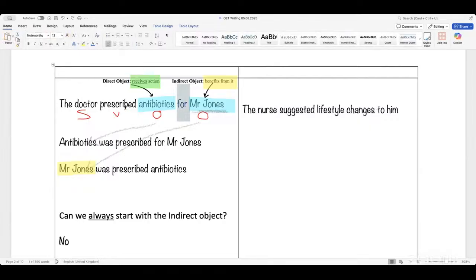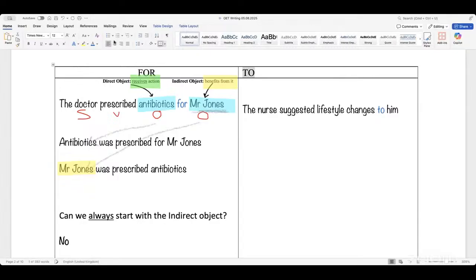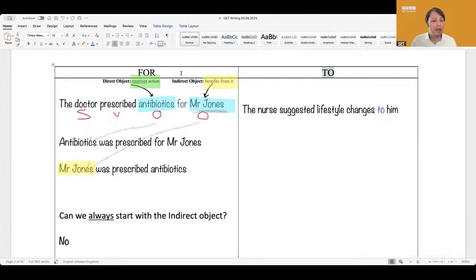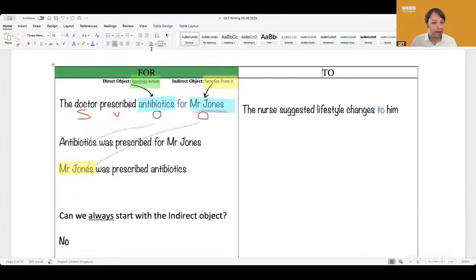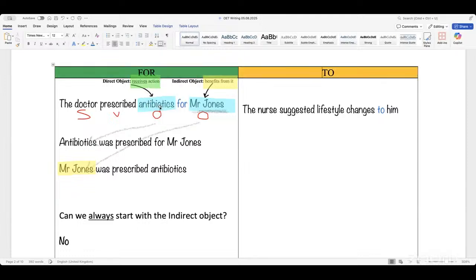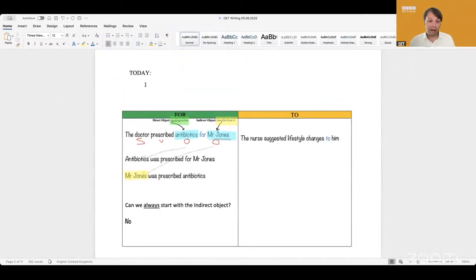So, guys, when we talk about direct and indirect objects, we're always going to use, almost always, for or to. So when you see for or to, you know this is direct and indirect objects. Is that clear, guys? This is very important. Does everyone understand my point here? Okay, let me give you an example.